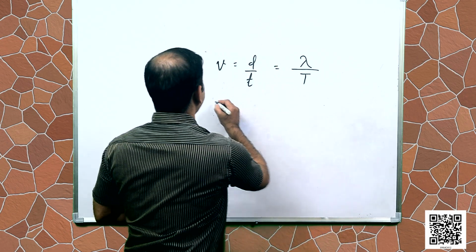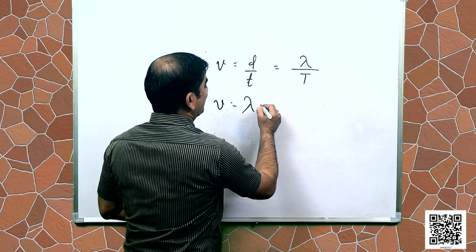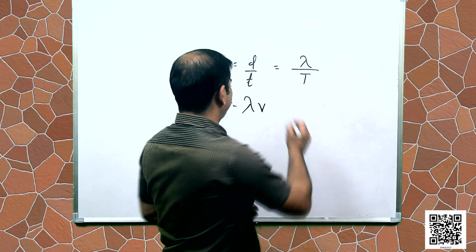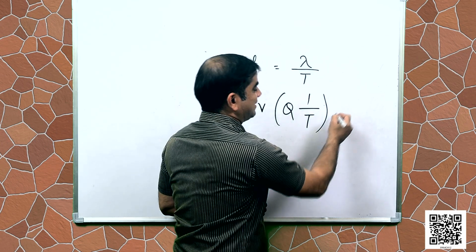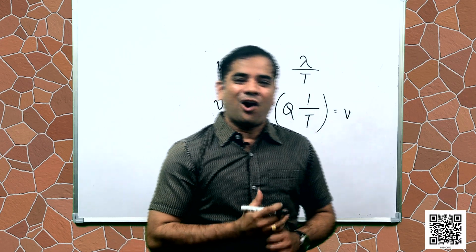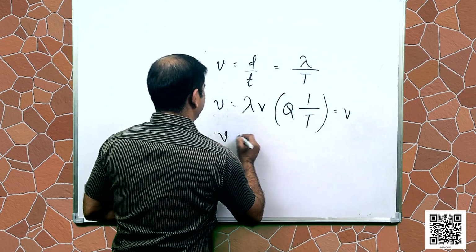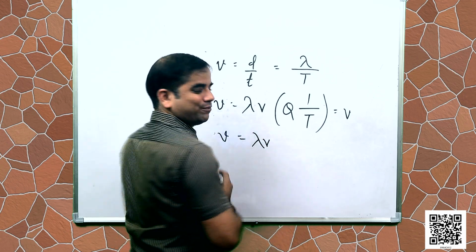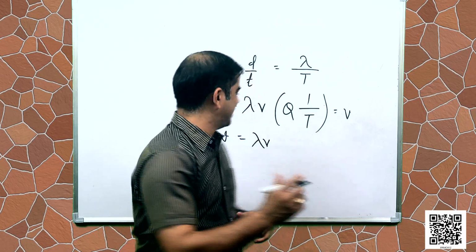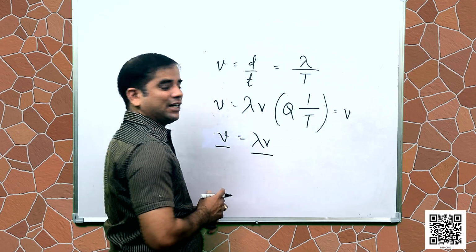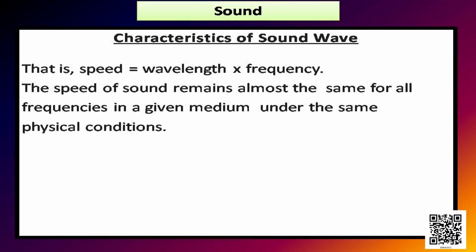Thus, v is equal to lambda by T, and 1 by T is equal to nu. Or we can say that v is equal to lambda nu. Fine. That is, speed is equal to wavelength into frequency. The speed of the sound remains almost the same for all frequencies in a given medium under the same physical conditions. Hope you understood this.